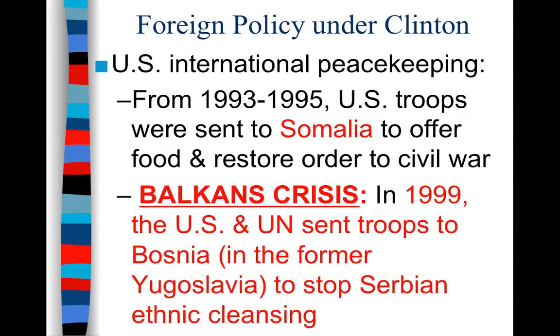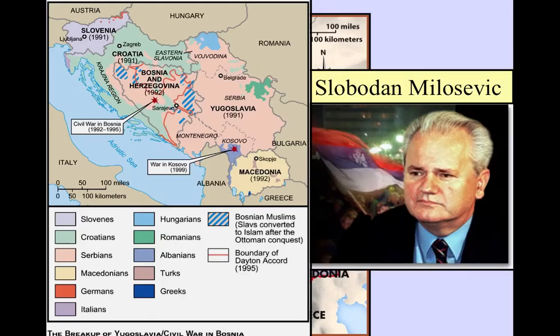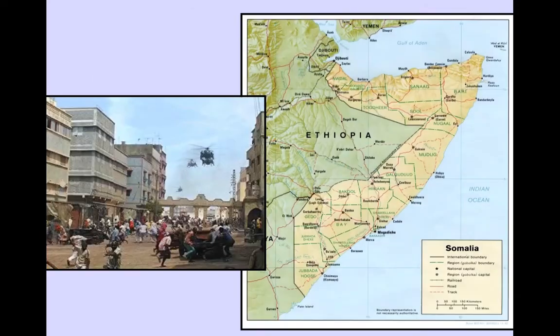And with that, that means it's a genocide. And so Clinton did send in our troops, and the UN sent in troops to Bosnia to stop that Serbian ethnic cleansing. A large portion of this was contributed to this guy named Milosevic. Long story short, here's what you need to know. Clinton sent in troops to protect people. He sent in aid to Somalia to help feed people.